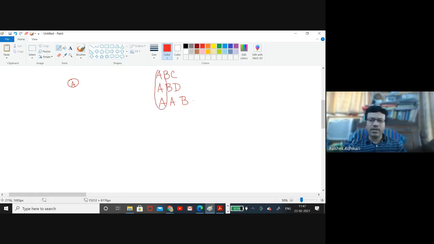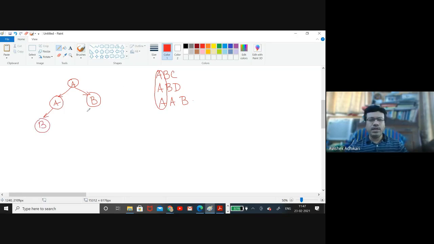Okay. Starting with A, I have two options. Either it goes to A or it goes to B, right? I have two options in the second level. Either it goes to B or it goes to A. Now from A, it goes to B.